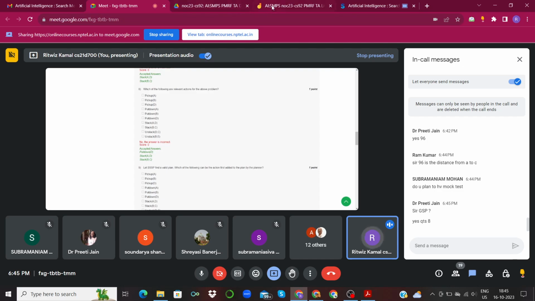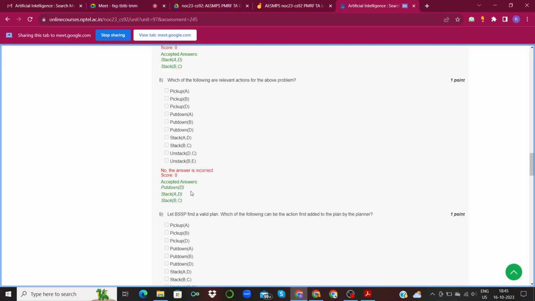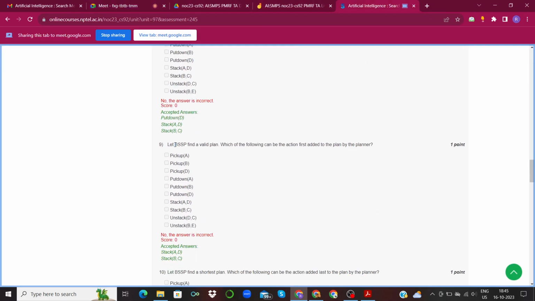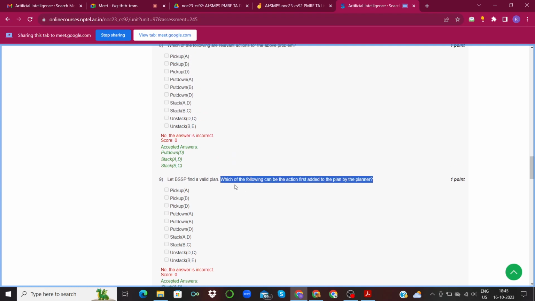Okay, so coming back to the questions. All right, so let's see question 9 now. Let BSSP find a valid plan. Which of the following can be the action first added to the plan by the planner? So BSSP is finding a valid plan, and we have to find which of these actions would be the first that will be added to the plan by the planner, right?